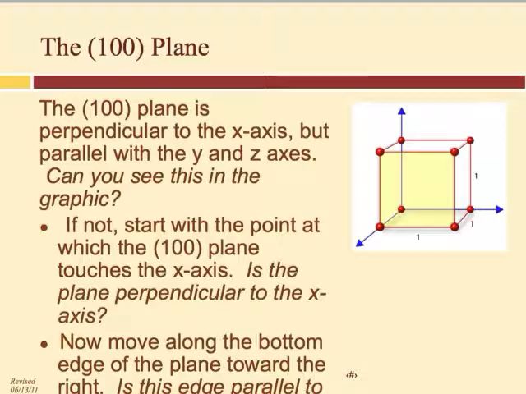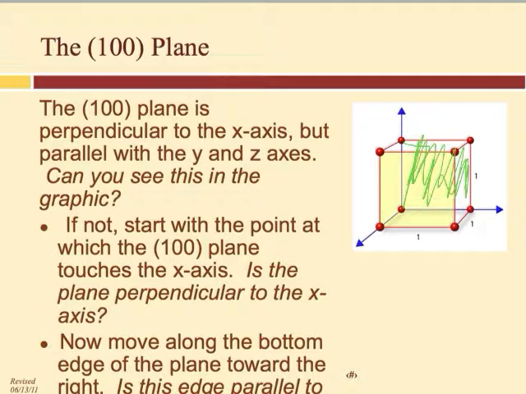Okay. So there's the 1-0-0 plane right here. What about this one in the back? It's the same. You're good. So the one in the back, it's also 100. Okay, it's the orientation that matters. It's not the placement of it. Because remember, in crystals there's lots of atoms, so it doesn't really matter where the origin is. It only matters what the direction is.